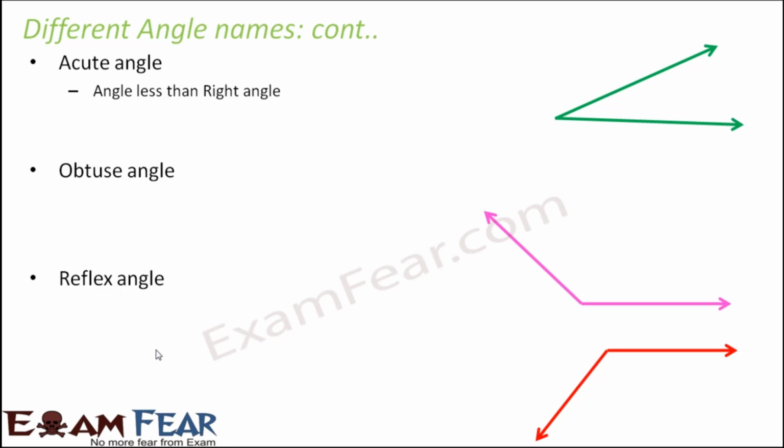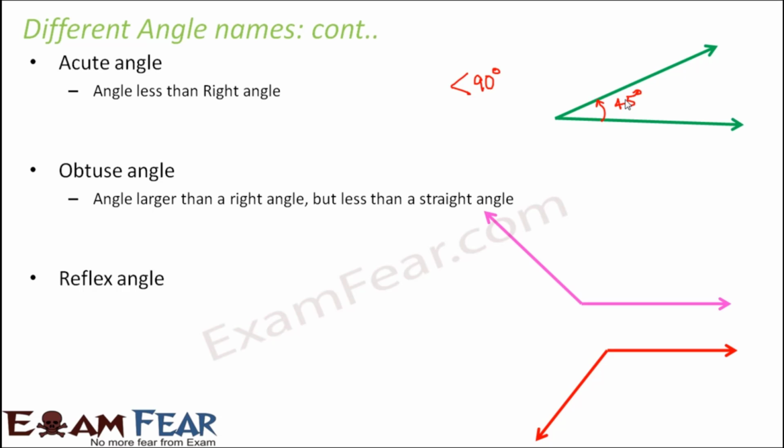Acute angles are those angles which are less than a right angle. That means the values of acute angles are always less than 90 degree. Anything between 0 to less than 90 is an acute angle. So this is an example of an acute angle. It could be 40 degree, 45 degree, 60 degree, 75 degree. These are all examples of acute angles.